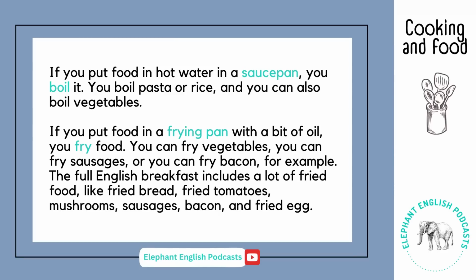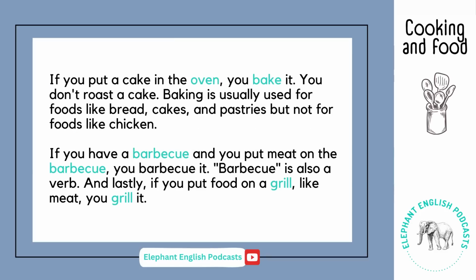The full English breakfast includes a lot of fried food, like fried bread, fried tomatoes, mushrooms, sausages, bacon, and fried egg. If you put a cake in the oven, you bake it. You don't roast a cake. Baking is usually used for foods like bread, cakes, and pastries, but not for foods like chicken.